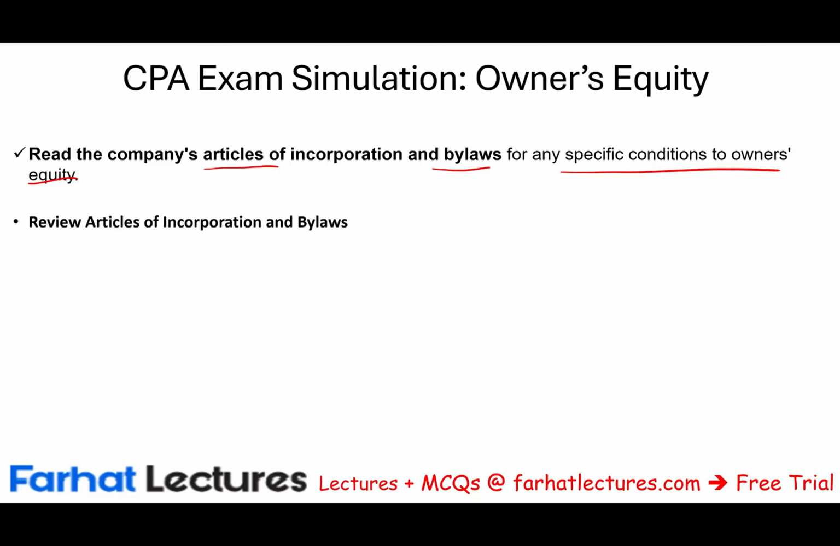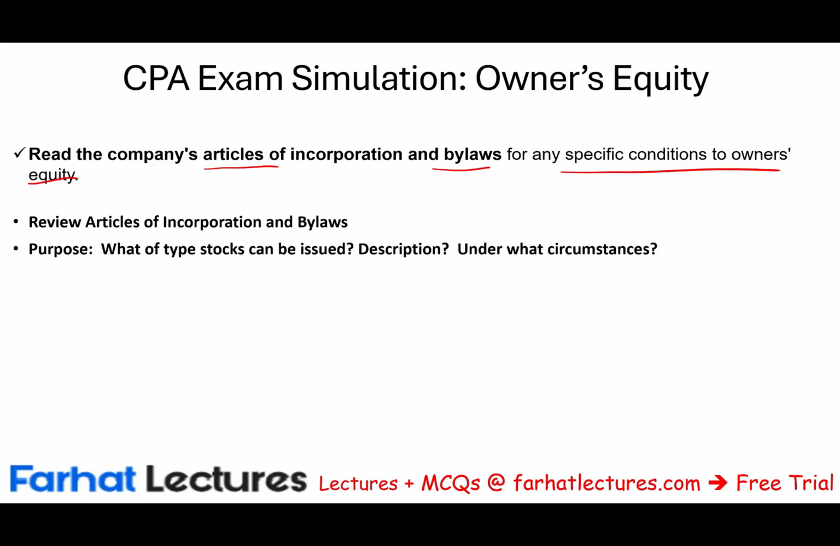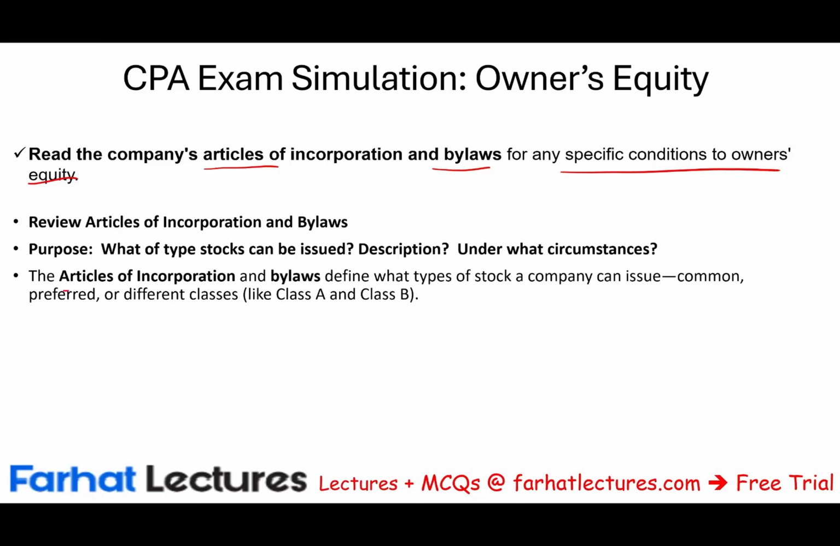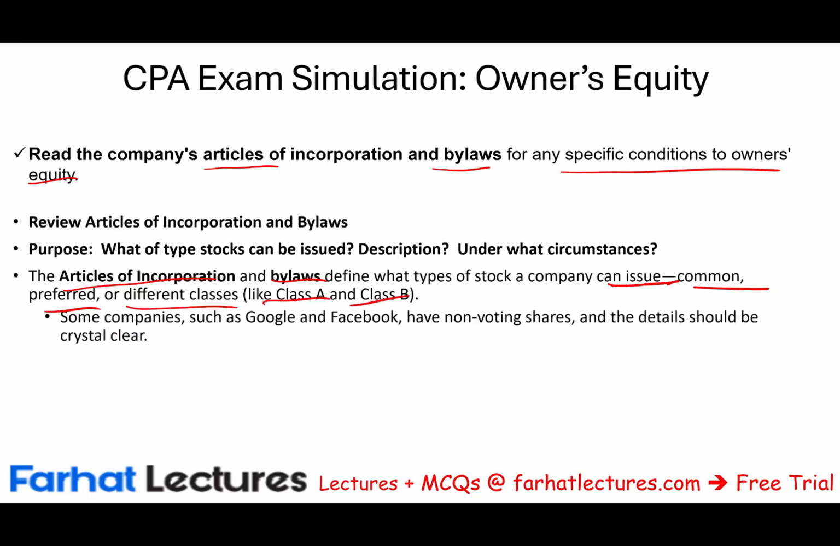You will find out what type of stock the company can issue. What type? Common stock, voting, non-voting, the description of the stock, the par value, and under what circumstances we can issue those stocks. So the articles of incorporation and the bylaws define what type of stock a company can issue, whether it's common, preferred, or both, or different classes like Class A, Class B. Some corporations such as Google and Facebook might have non-voting shares, and the details should be crystal clear in the bylaws and the articles of incorporation.